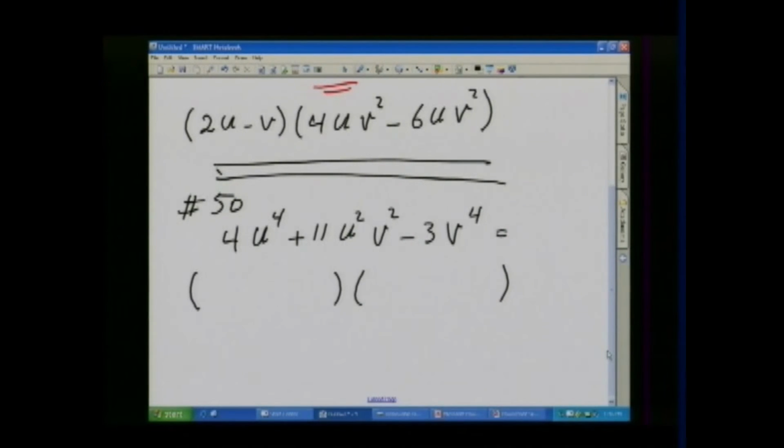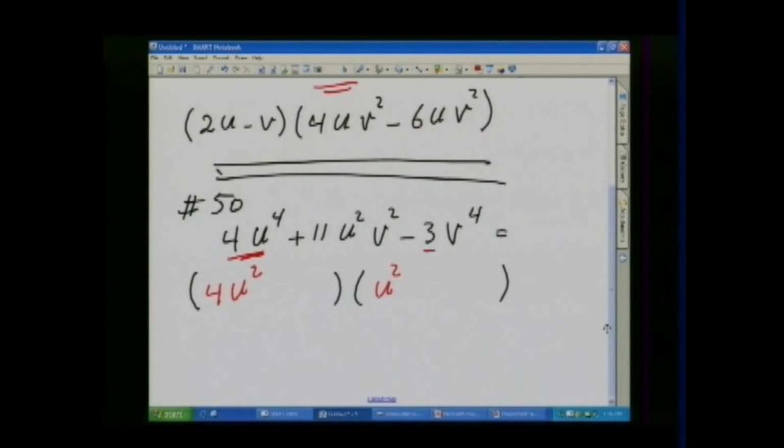Each one of these parentheses would have two components. First, you look at the first term you have here, which is 4u to the fourth, and think how we can get 4u to the fourth by multiplying two terms. Well, one way it could be 4u squared multiplied by u squared. When you multiply these two terms, it would give you the 4u to the fourth.